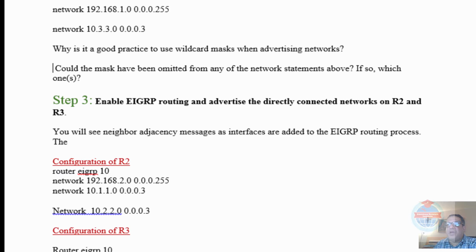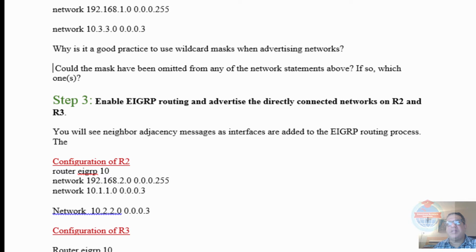Could the mask have been omitted from any of the networks stemming above? If so, which one? The wildcard mask could have been omitted from the 192.168.1.0 network, because EIGRP will assume the 0.0.0.255 classful mask that I was showing you previously, guys.